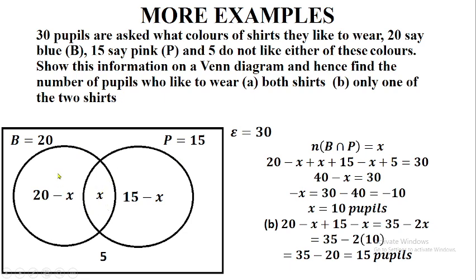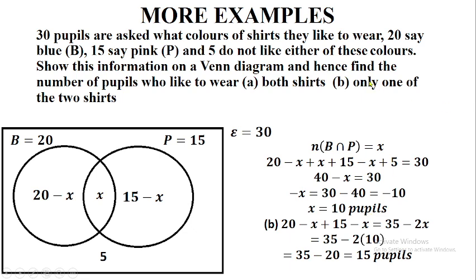Are we there? So that means if you want to get the people that like blue only, that means you have 20 minus 10, that gives us 10. To know the pupils that like pink only, which is 15 minus X, that will give us 15 minus 10. That will give us 5 as well. So we have gotten the people that like both shirts, which is the people that are here, which is 10.